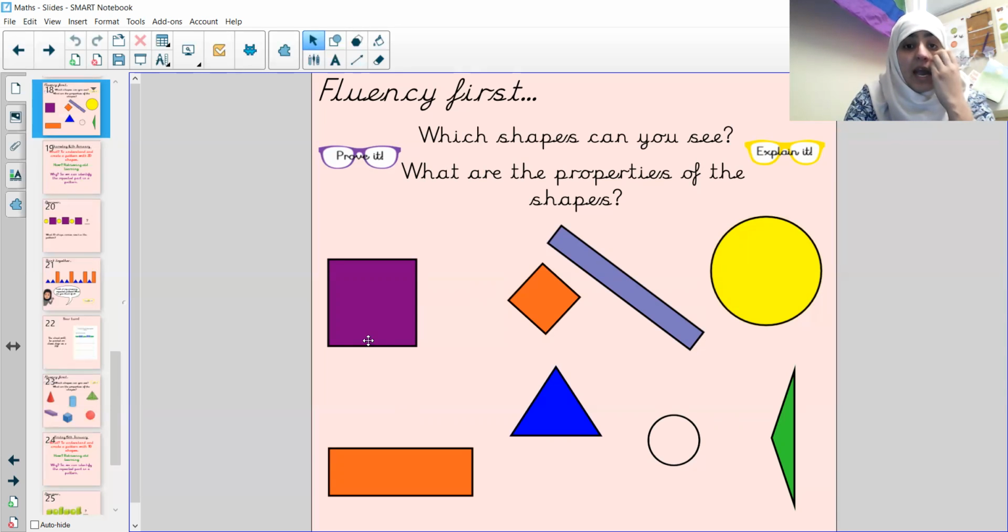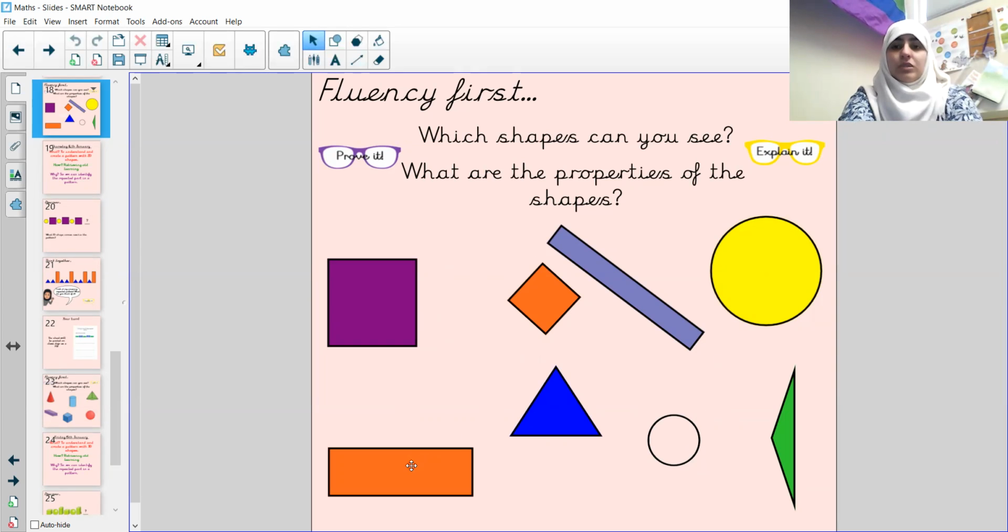So I can see a square, like I said, which has 4 equal sides and 4 corners. I can also see a smaller square, which is moved a little bit, but it's still a square because the properties are still the same. I see 2 triangles. I can see 2 circles that have 1 curved side, and I can see 2 rectangles. I know they're rectangles because there's 2 long sides and 2 short sides, and 4 corners.